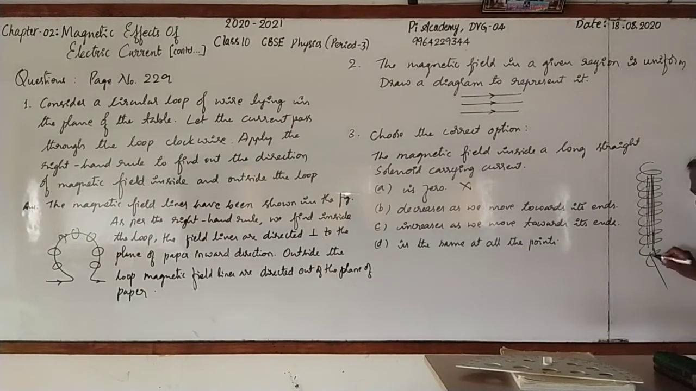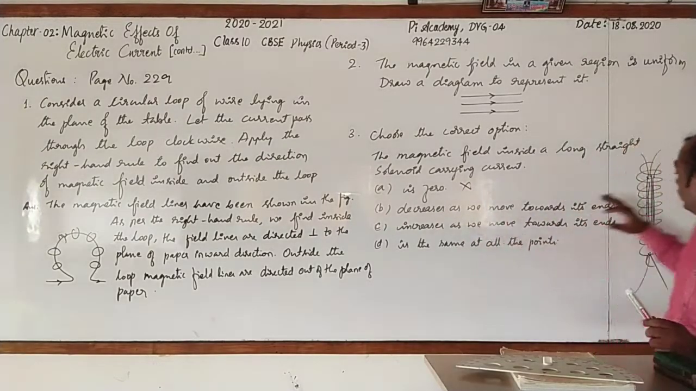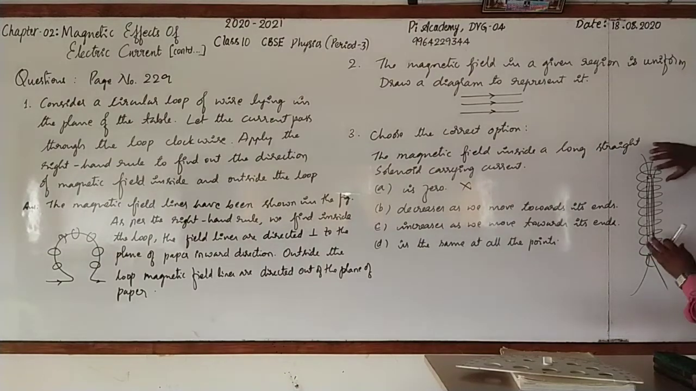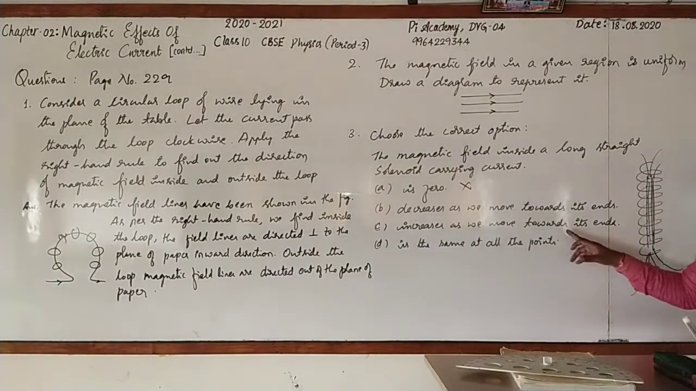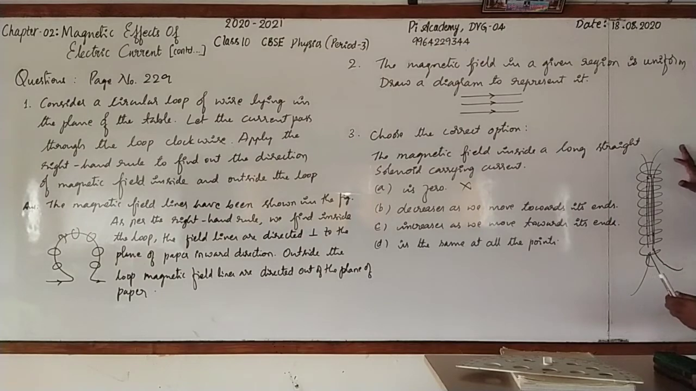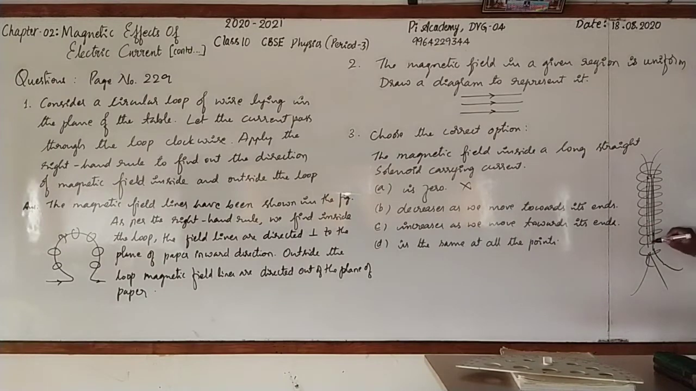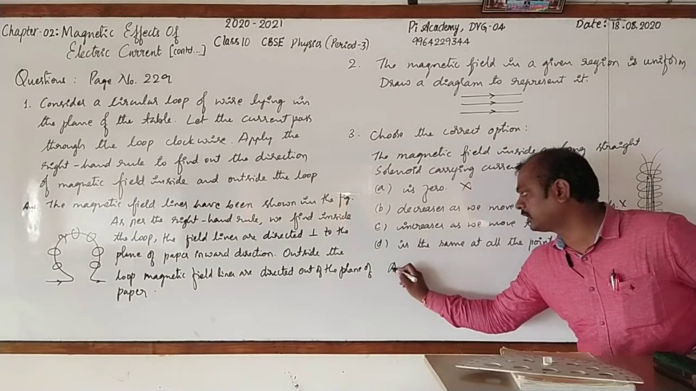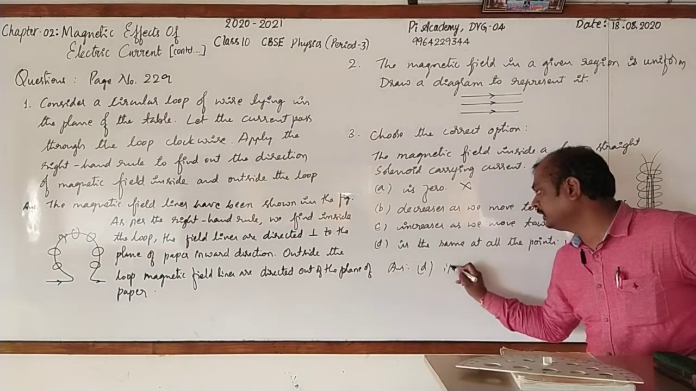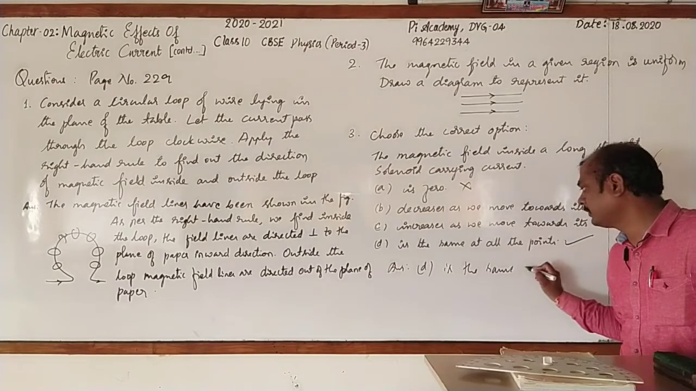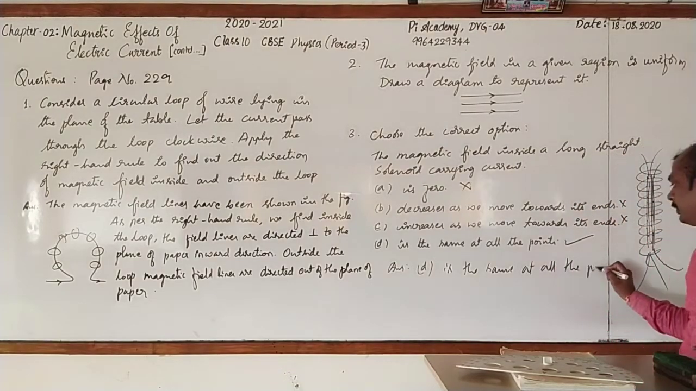Why? The lines are spread out. Got it? Here also, they start moving away from each other, hence it decreases. Not as we move towards the ends, only at the ends. Increases as we move towards its ends? No. Only at the ends it decreases. But it is the same at all the points, no doubt. So these two will not come. And the right option is option D. Here I'll write the answer. Option D: the same at all the points.